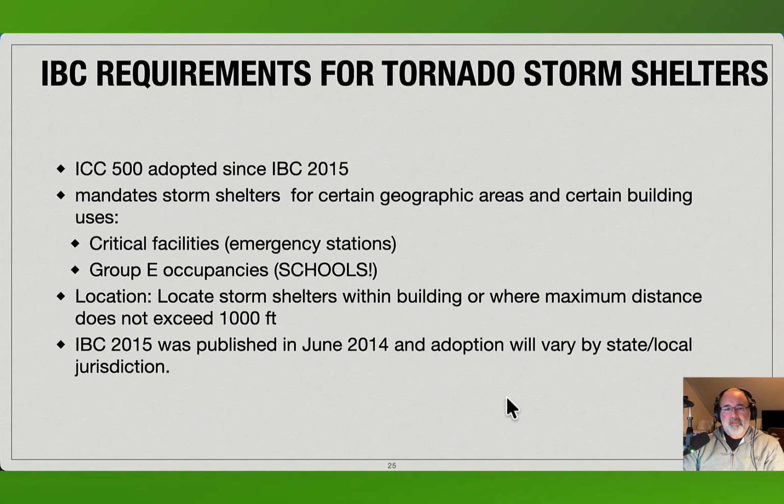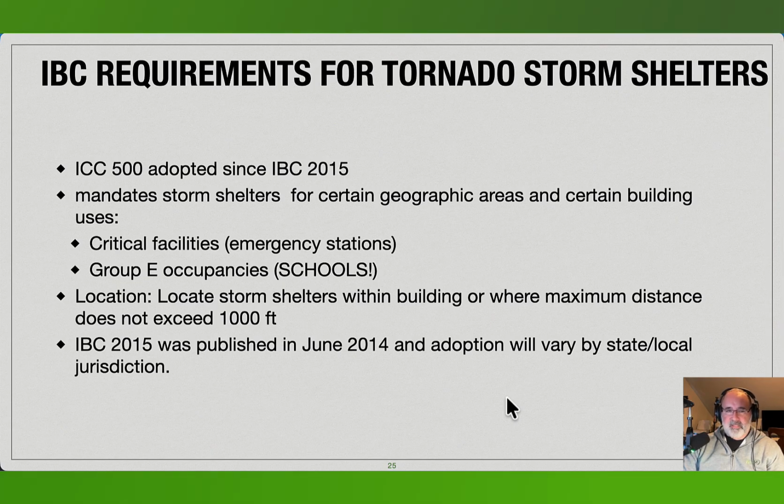So ICC 500, adopted since IBC 2015, mandates storm shelters for certain geographic regions and certain building usages: critical facilities, emergency stations, Group E occupancies, so schools. Obviously, we want to have some good shelter in place options for schools where we have a lot of children. Locate storm shelters within the building or at a maximum distance not to exceed 1,000 feet. So certainly we want to make sure the shelter is accessible to everyone.